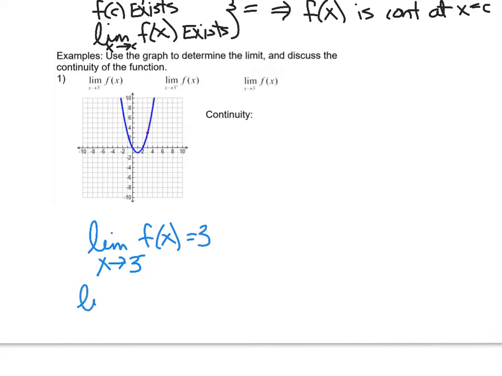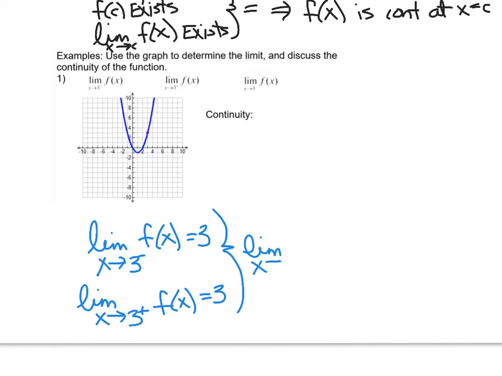Let's go ahead and do the limit as x approaches 3 from the right side. Notice that coming from the right side, my function value also approaches 3. Because these two equal each other, that tells me that the limit as x approaches 3 of f of x is also equal to 3.